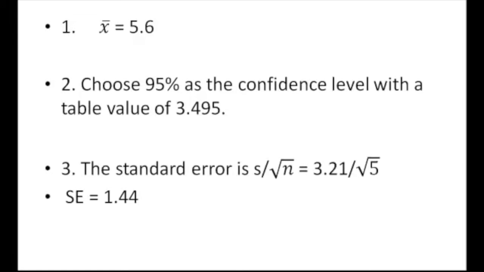So 1, x bar is 5.6. 2, choose 95% as the confidence level with a table value of 3.495. 3, the standard error is s divided by the square root of n, or 3.21 divided by the square root of 5, so the standard error is 1.44.